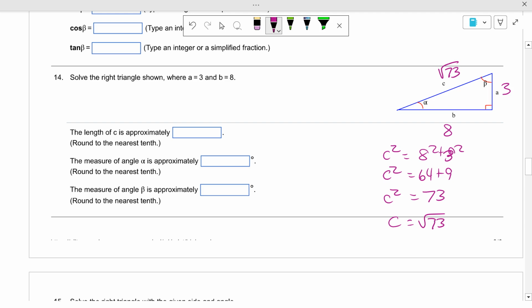Round it to the nearest tenth. What is that? What's the square root of 73 rounded to the nearest tenth? 8.5. Now, we have to find the measure of angle A.